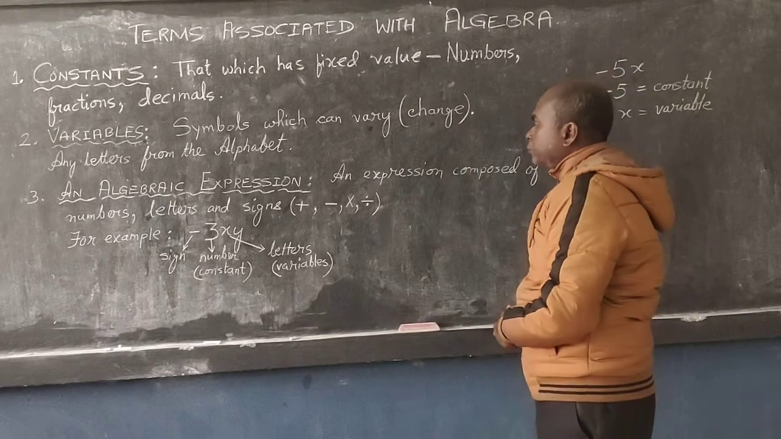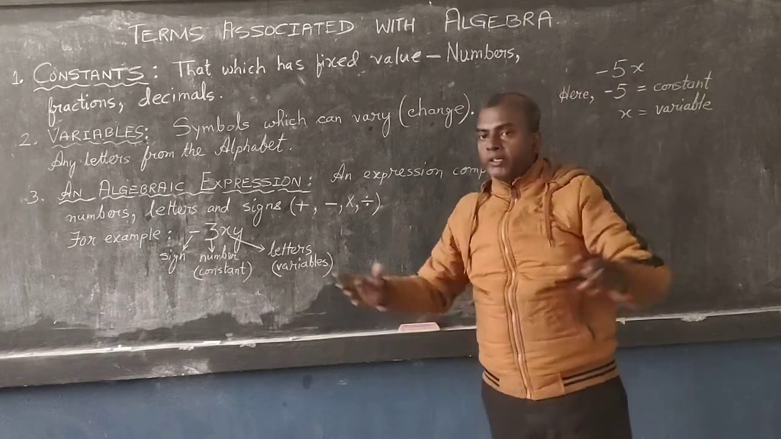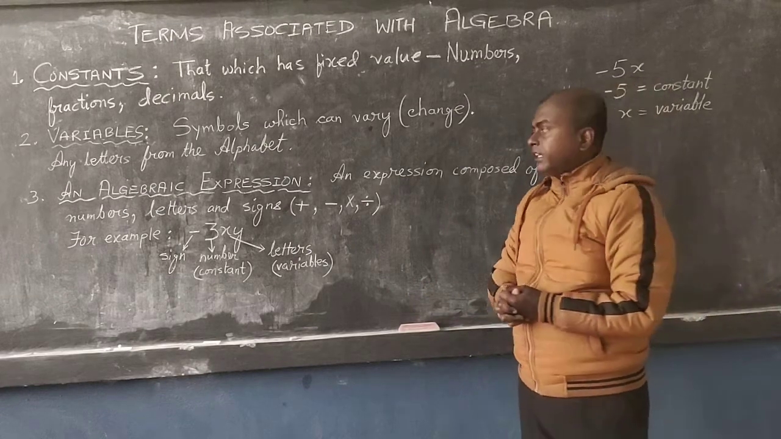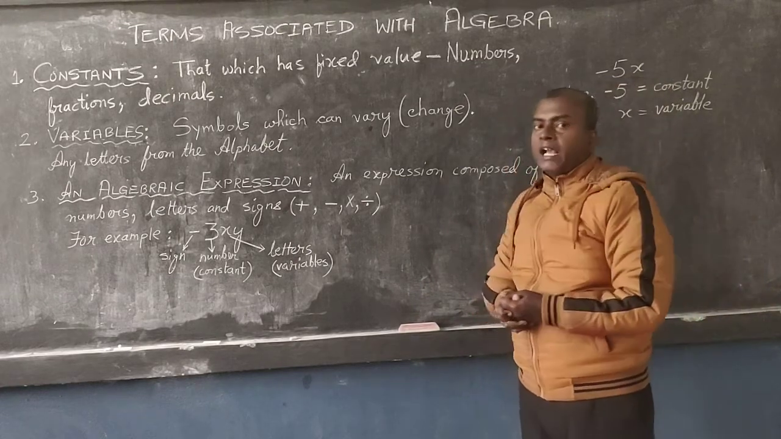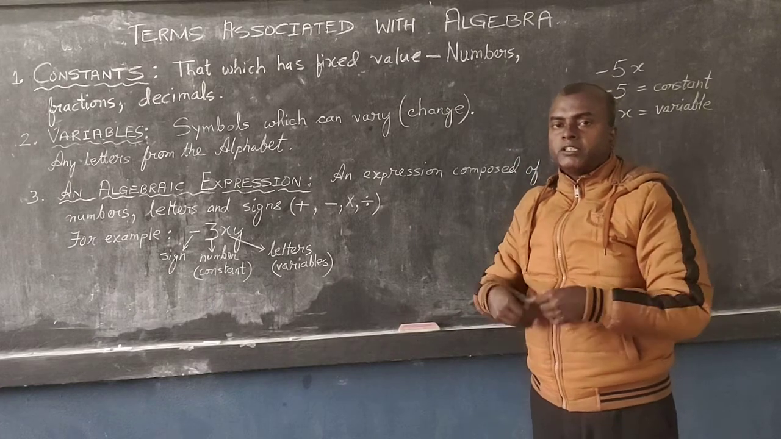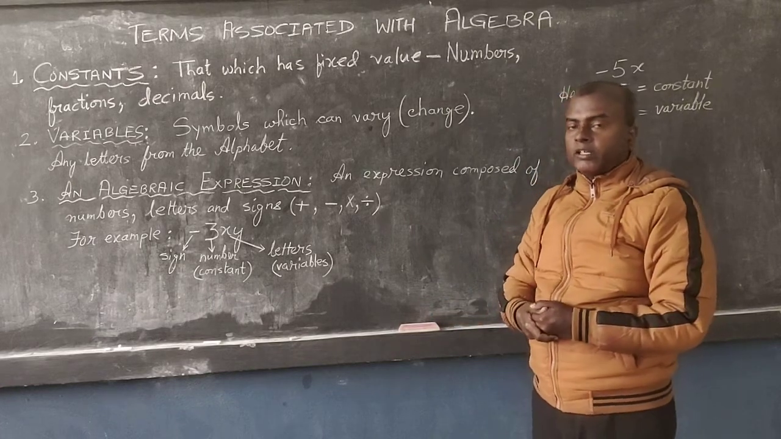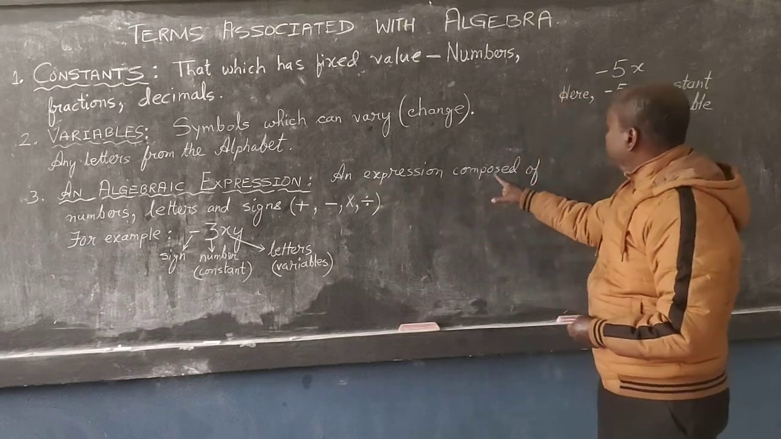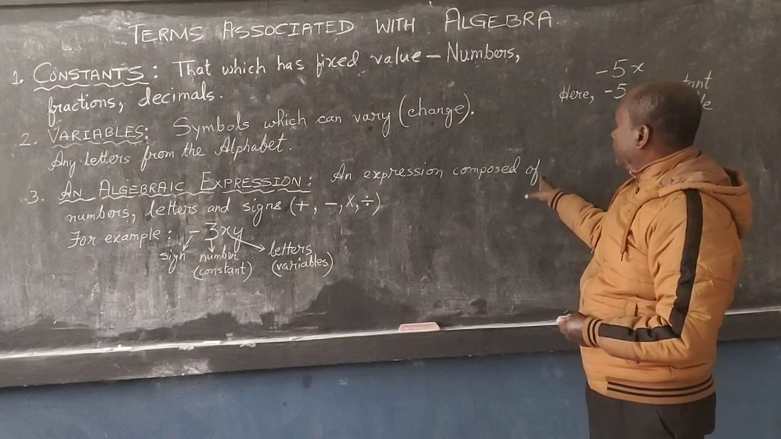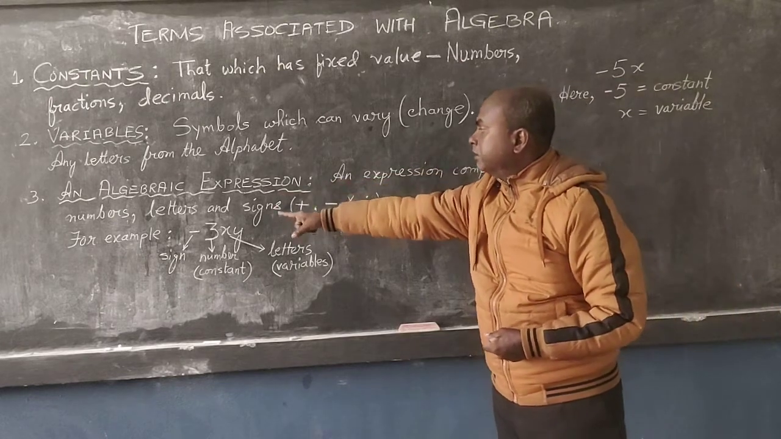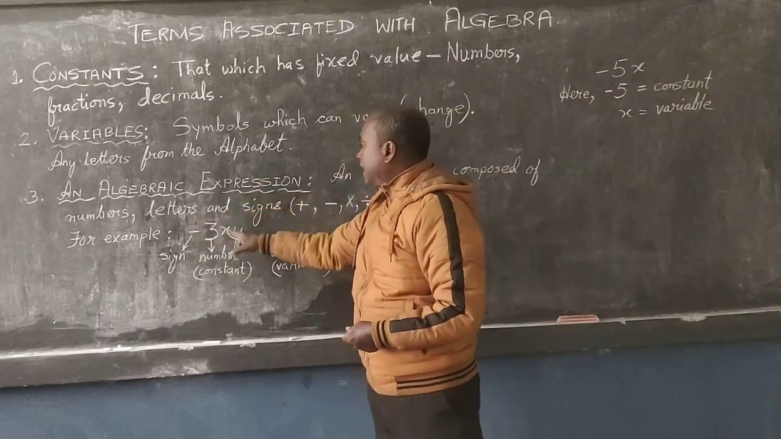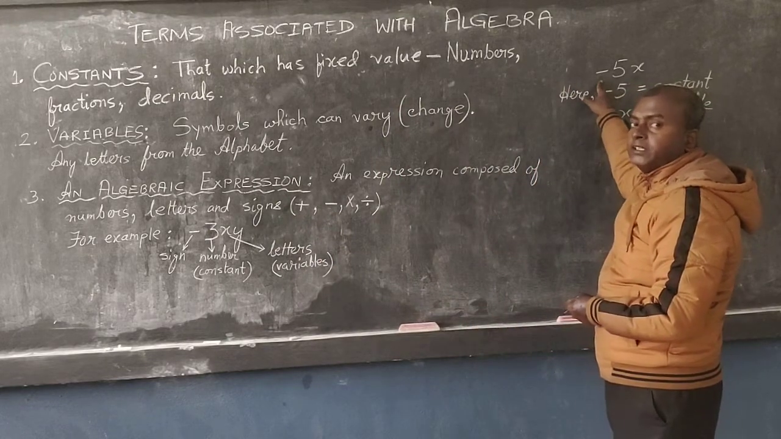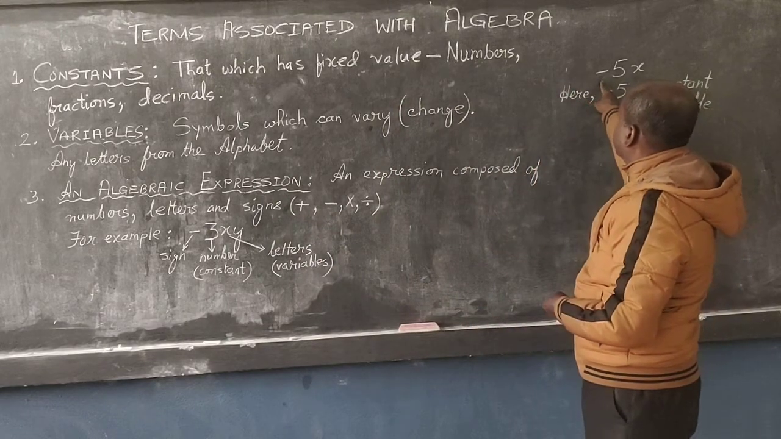Alright, the next term that you need to know is, when you combine these constants and variables, you get an expression. We call it an algebraic expression. An expression of algebra is called an algebraic expression. So what does an expression consist of? An expression consists of, or is composed of, numbers, letters and signs also. Like you see over here, I have mentioned the sign. The negative sign is here, the minus sign.